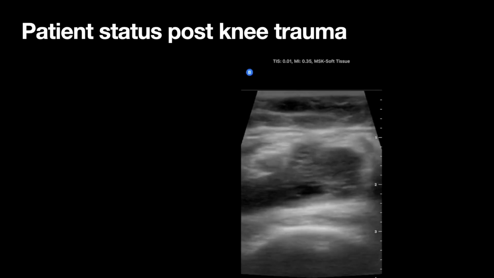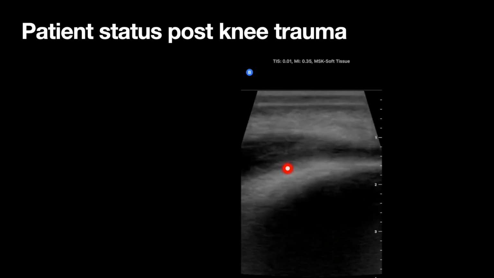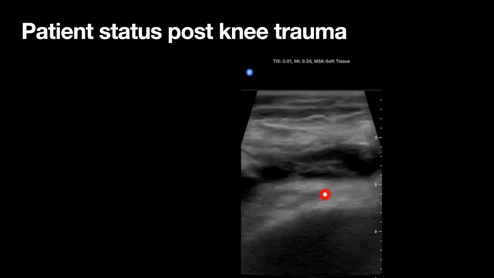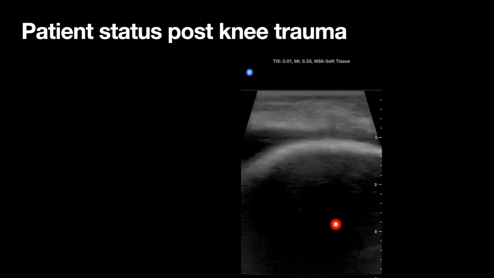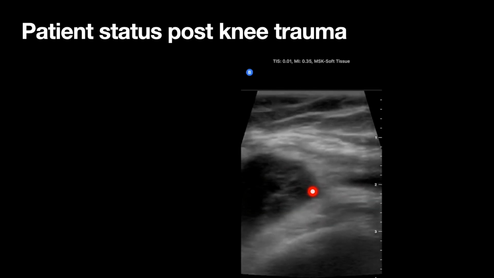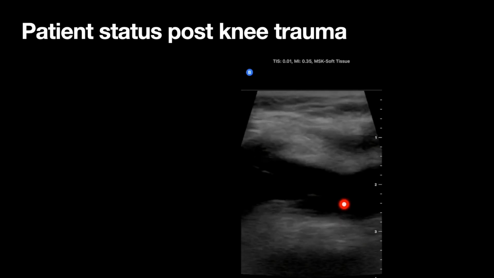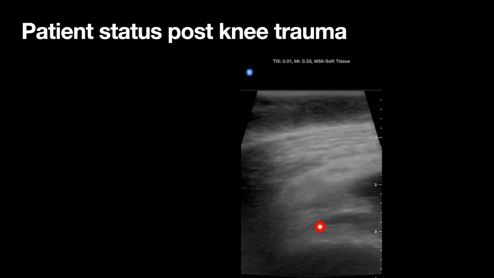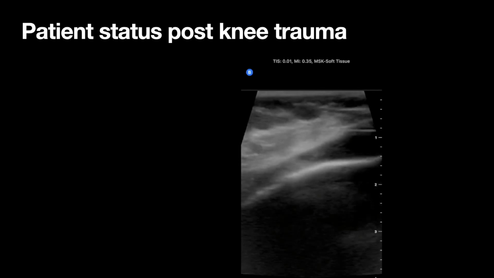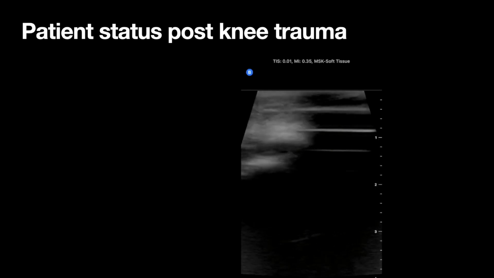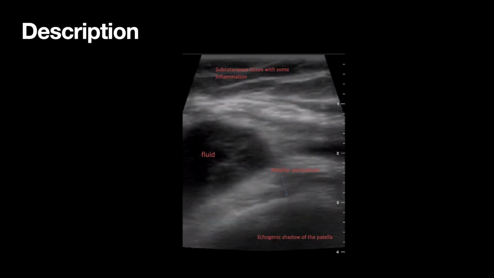So the video is a little bit fast, but here you can see the patella. This is the periosteum. This is echogenic shadow. This is some fluid, and right here we can see the suprapatellar tendon, and then a lot of fluid below the patellar tendon and in between the muscle, the quadriceps muscle. Now we're gonna do it a little bit more slow.